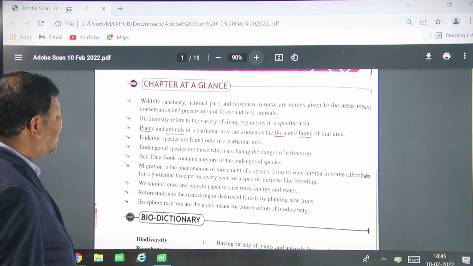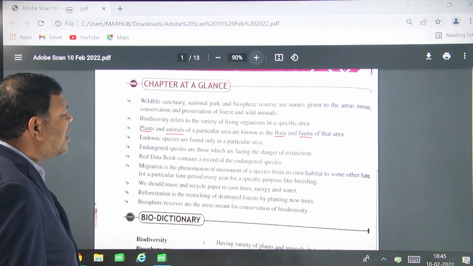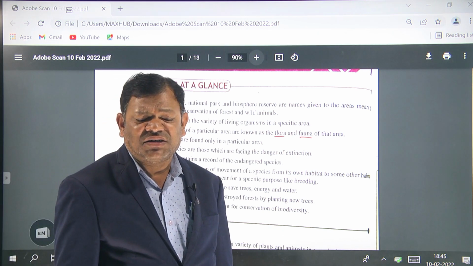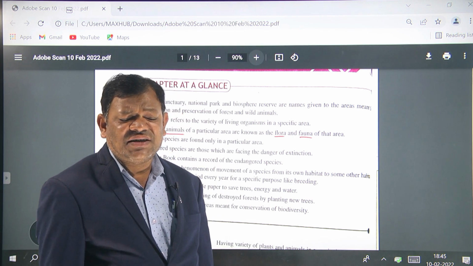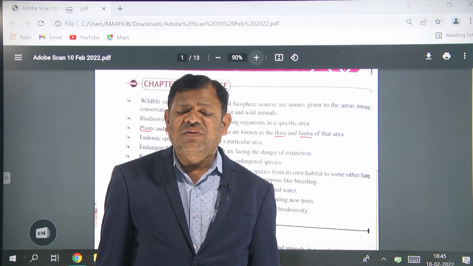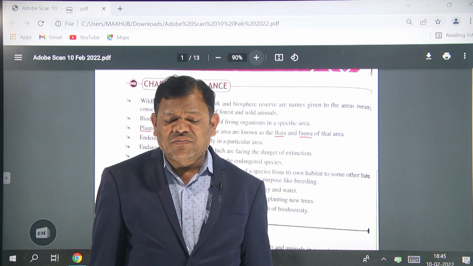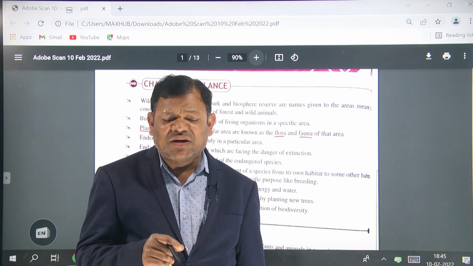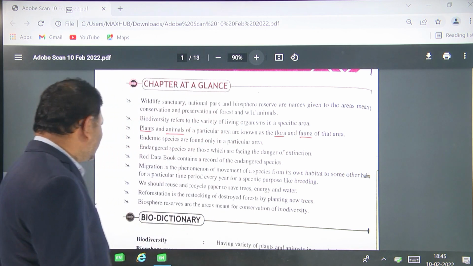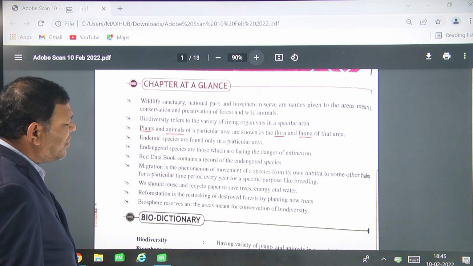Next, reforestation is the restocking of destroyed forest by planting new trees. So if you are growing new plants, that is called reforestation. Cutting of trees is known as deforestation. Deforestation also leads to less rainfall, reduction of crop yield, everything. So everyone should grow at least one plant on their birthday.